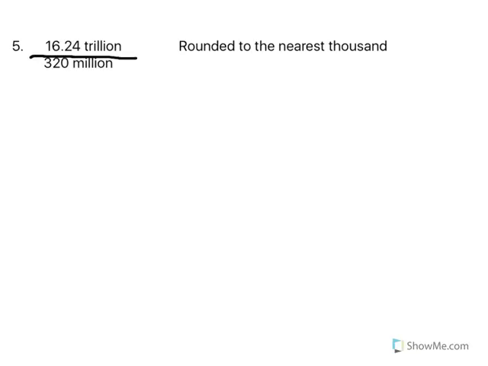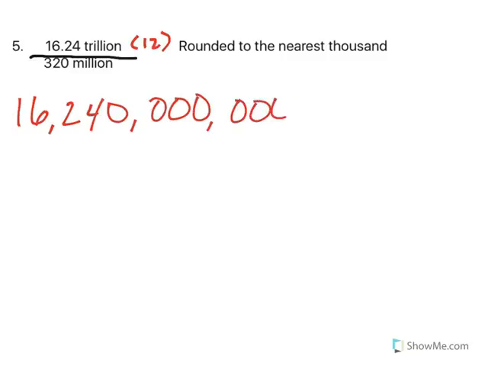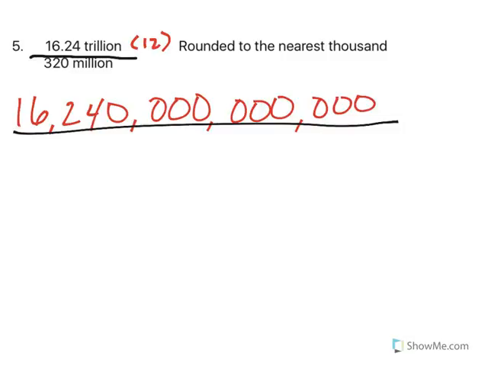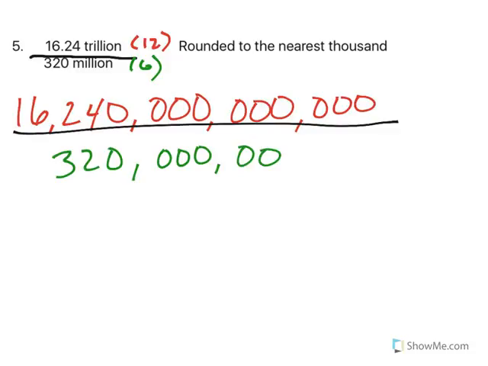Okay, so now I have 16.24 trillion. Well, trillion means 12. So 16, now 12 decimal places. 1, 2, 3, 4, 5, 6, 7, 8, 9, 10, 11, 12. That's a big number. Divided by million means 6. So 320, and now I need 6. 1, 2, 3, 4, 5, 6. And I don't know about you, but this is a really big number to put in my calculator.